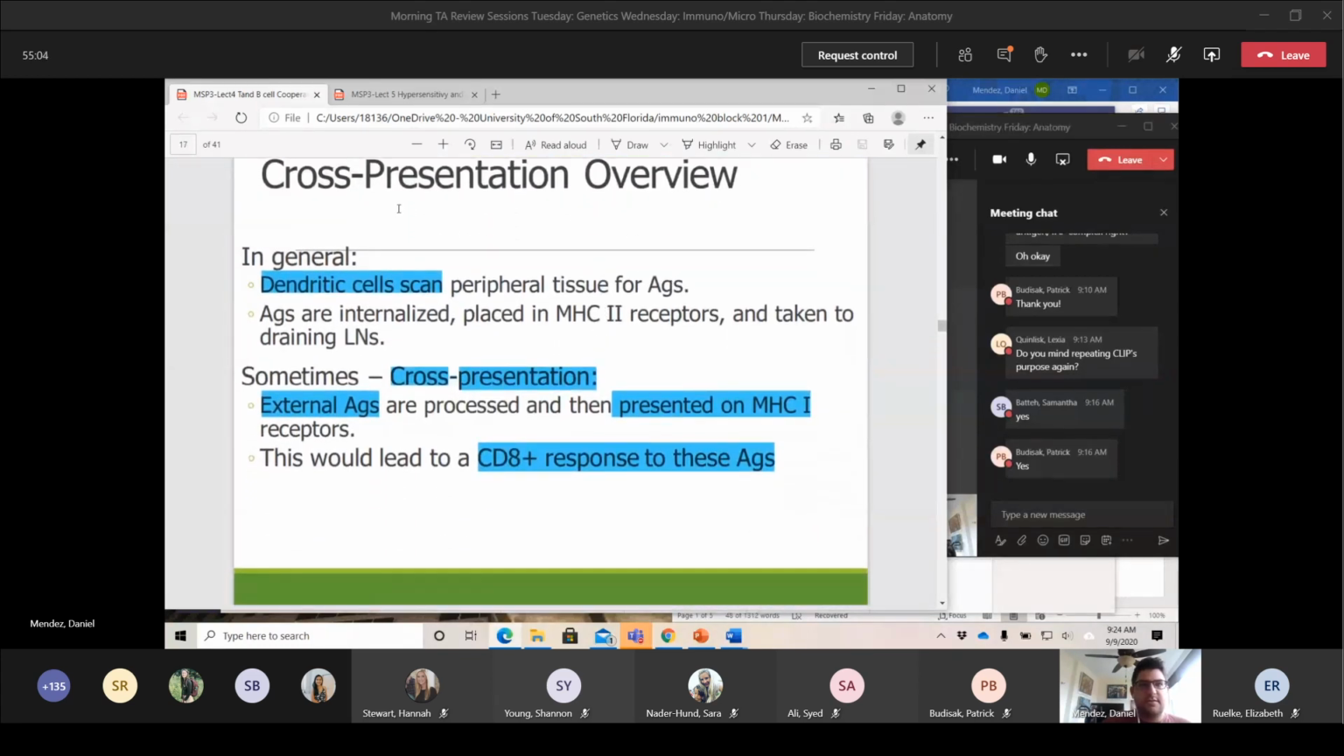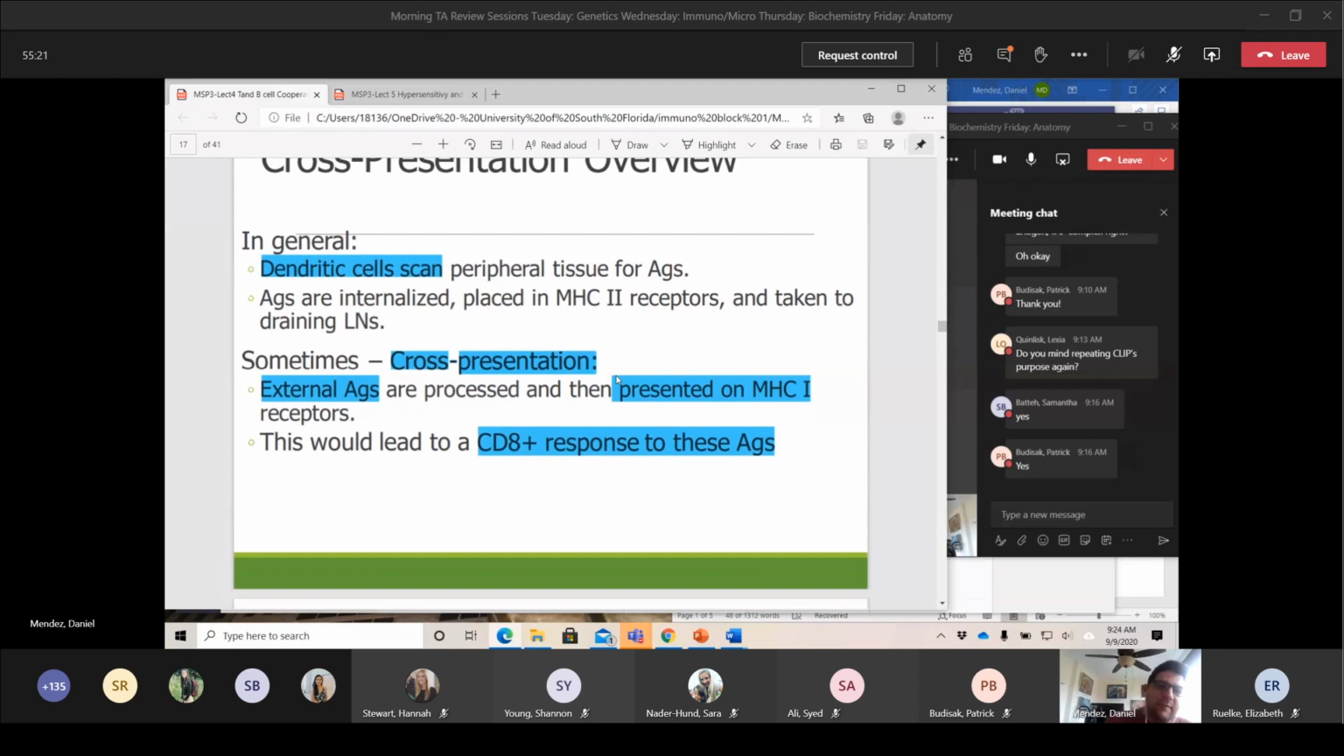So same thing, this is the overview of cross-presentation. So the dendritic cells scan the area. If they find external antigens that were processed from an endogenous source, then it can present it onto the MHC class 1, which will activate CD8 in response to this antigen and then go through normal cytotoxic response.